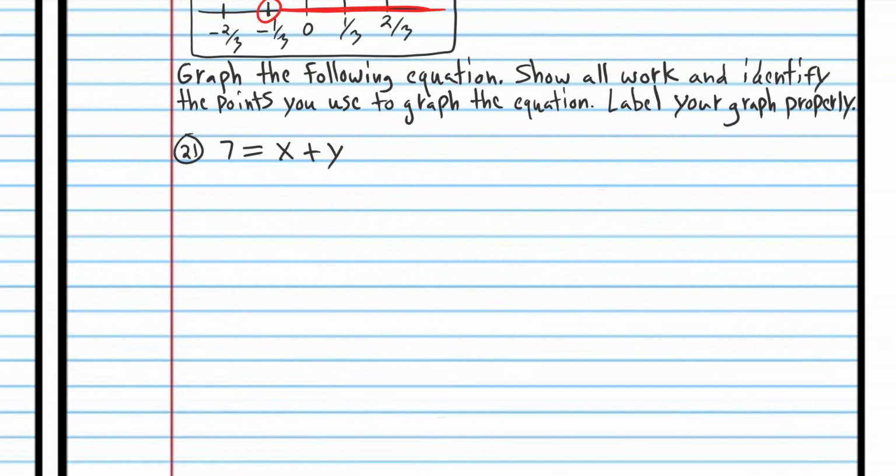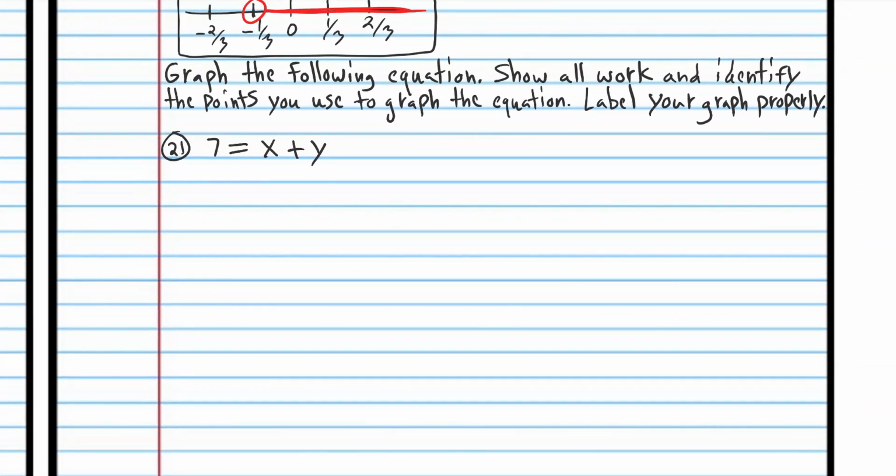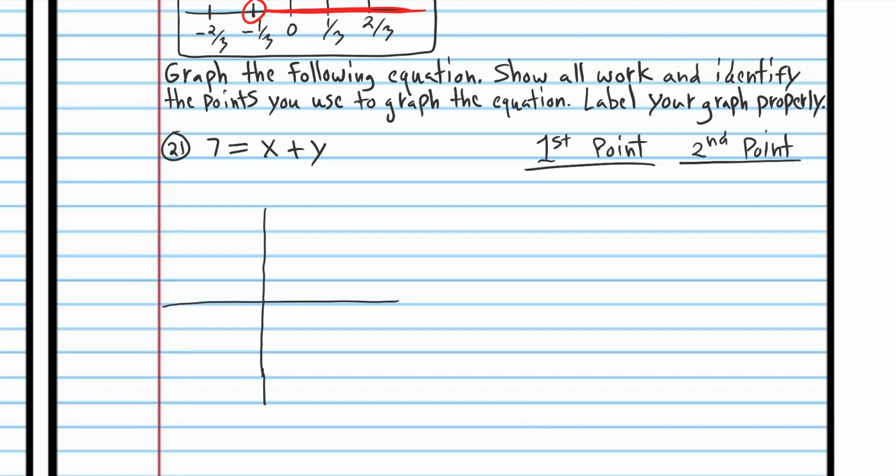All right, number 21. Graph the following equation, show all work, and identify the points you use to graph the equation. Label your graph properly. All right, first point, second point. The way that we graph a line is by graphing 2 points and connecting the dots. All right, and I'm going to go ahead and draw my axes. X and Y. And I think we're going to need, I'm going to do divisions of 4.